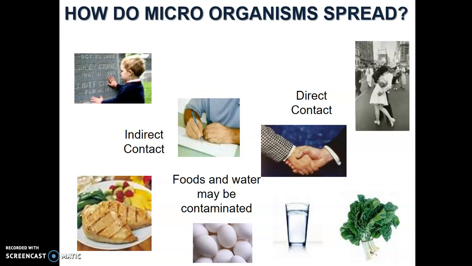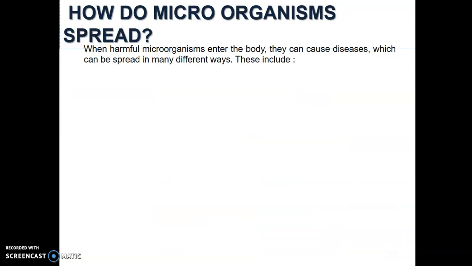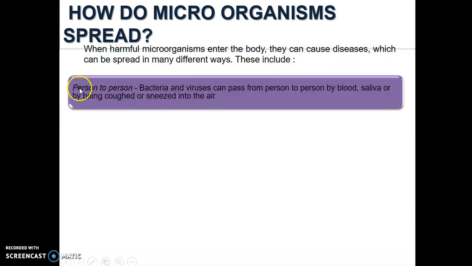On the next slide, we're going to look in more detail at all the different ways microorganisms get around. But before we do, I want you to think about it, really think about it. How do these germs spread and get around? Right, so there's one method of transmission referred to as person to person, where we say bacteria and viruses can pass from person to person through blood, saliva, or being coughed or sneezed into the air.